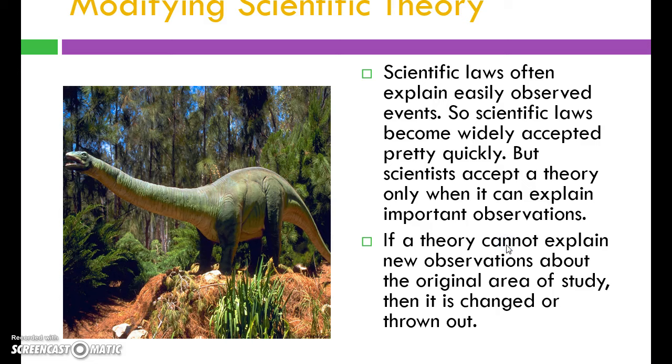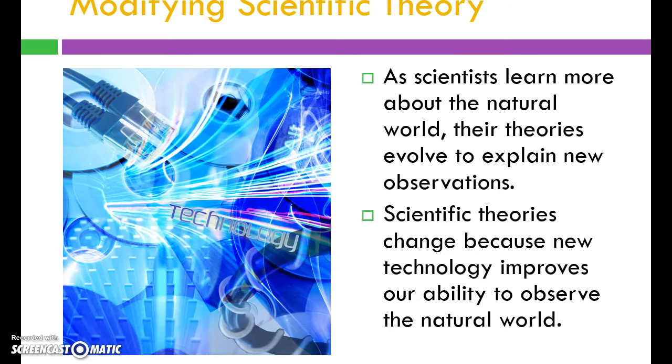All right, so scientific laws, like I said, explain easily observed events. Scientific laws become widely accepted pretty quickly. But scientists only accept a theory when it can explain important observations. If a theory cannot explain new observations about the original area of study, then it is changed or thrown out. So theories change all the time, and laws generally aren't disputed whether you're heavily scientific or not. Whereas theories vary widely from different societies, cultures, and communities, and even different scientists disagree on theories.